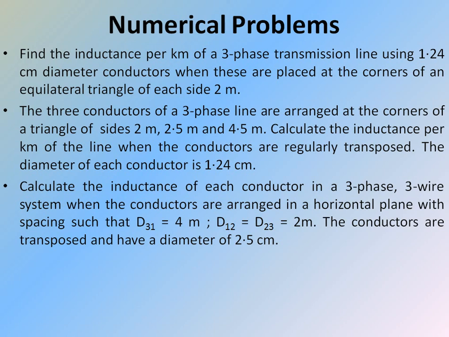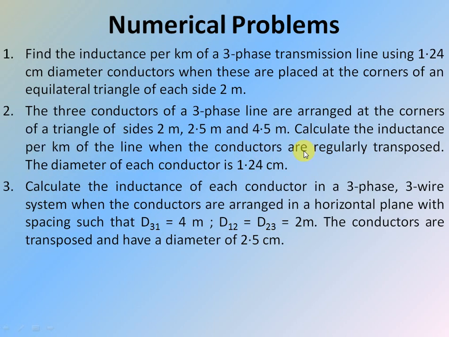Now the numerical problems are here. All these three problems are direct substitution ones. In the first problem, it's the case of symmetrical spacing. You can directly make the substitution into the relation and find the answer. In the second problem, you have to find the inductance when the system is a transposed one. This is also a direct substitution one. The values of D1, D2, D3 are all given. Now the third problem is also a direct substitution one. All of you must solve these problems.